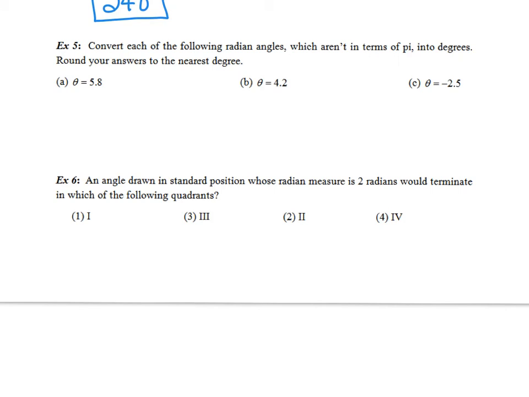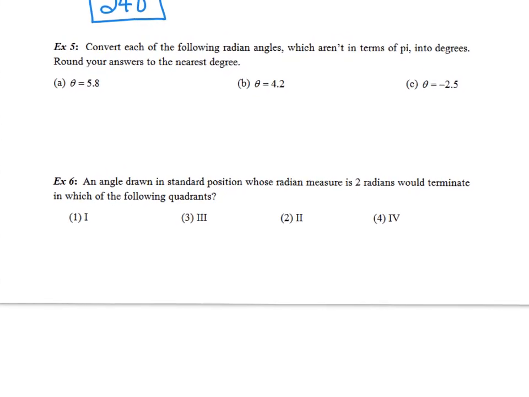Now sometimes we'll be given an angle where the angle is measured in radians, but it doesn't include a pi in that radian measurement. And that's perfectly okay. In example number 5, it says convert each of the following radian angles, which are not in terms of pi, over 2 degrees. So we are given that these are radian angles, and we want to convert them into degrees. So you'll notice that when I have radians, it's not always going to say pi in my measurement. So we're going to do exactly the same thing that we did on the past examples.